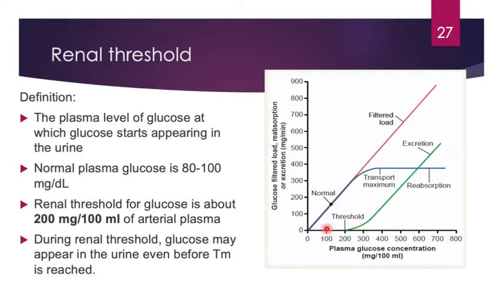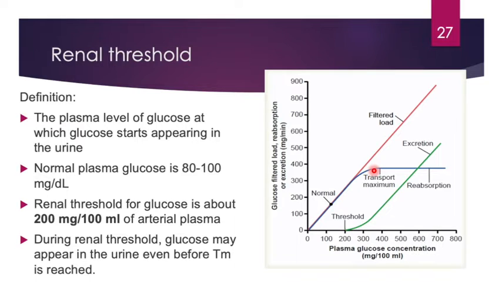This is the glucose filtered load, the red line. An increase in plasma glucose concentration results in an increase in filtered load, meaning the amount of glucose in plasma is proportional to the glucose amount being filtered. The blue line represents reabsorption. An increase in glucose concentration results in an increase in reabsorption.